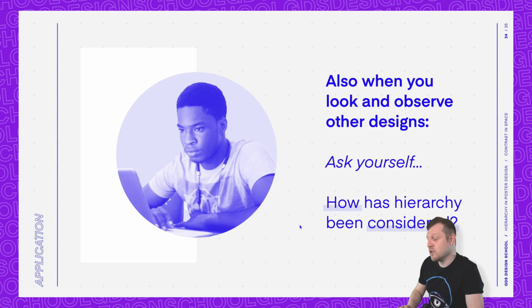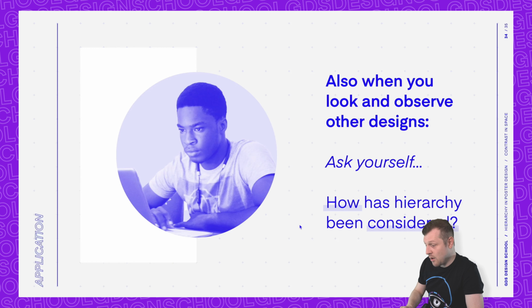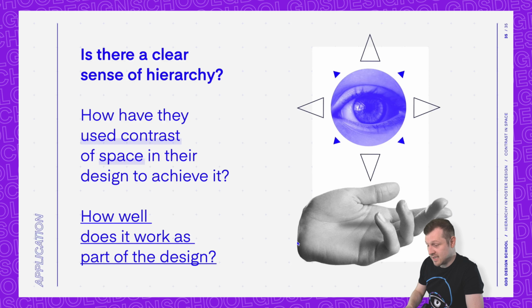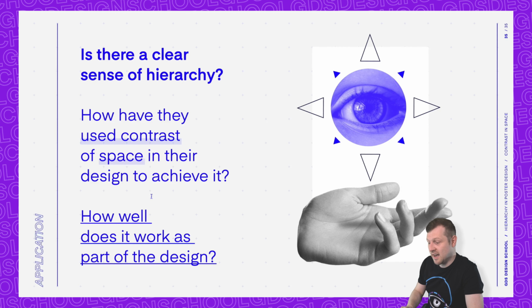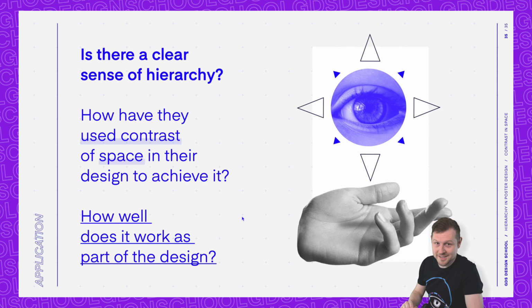Also, when you look and observe other designs, ask yourself, how has hierarchy been considered? Is there a clear sense of hierarchy? How have they used space in their design to achieve it? And how well does it work as part of the design?